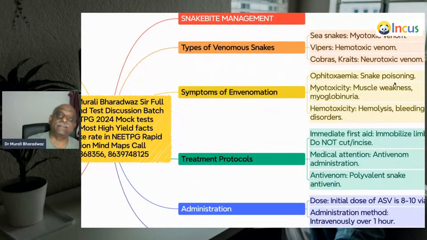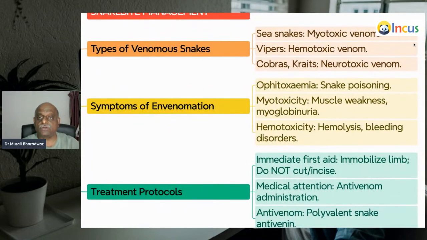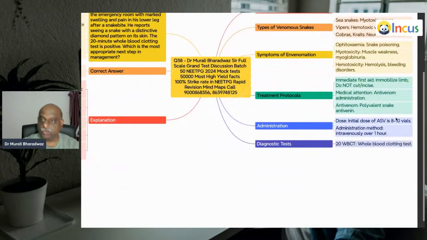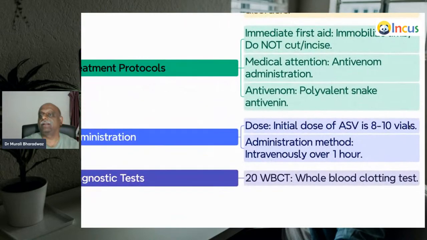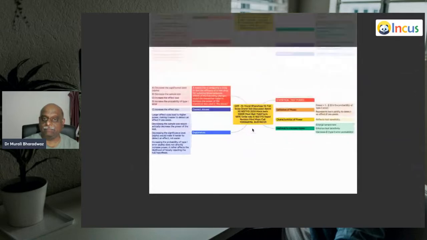How do you do the snake bite management? See, snake: myotoxic viper, hemotoxic cobra and krait neurotoxic. That's what you need to remember. So you need to administer anti-snake venom, 8 to 10 vials, is what you need to remember.